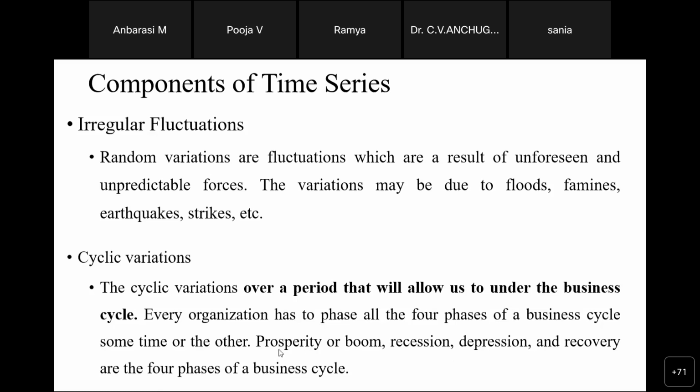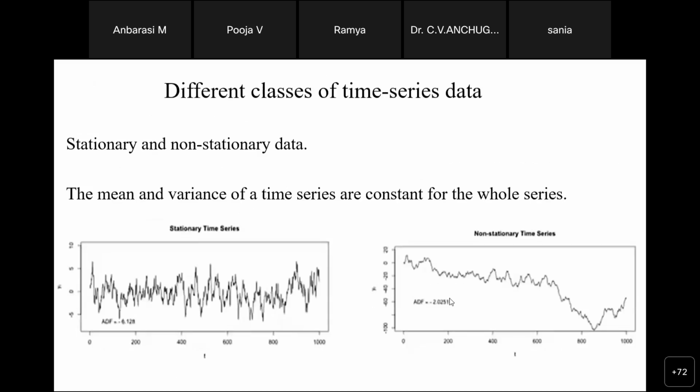During the corona period, IT companies, if you take, definitely might have gone through the recession period, a depression period also. Now slowly they have recovered from that, and now it is somewhat okay. So any organization has to go through these 4 cycles. This is what you can call cyclic variations. So these are all the 4 components of a time series.